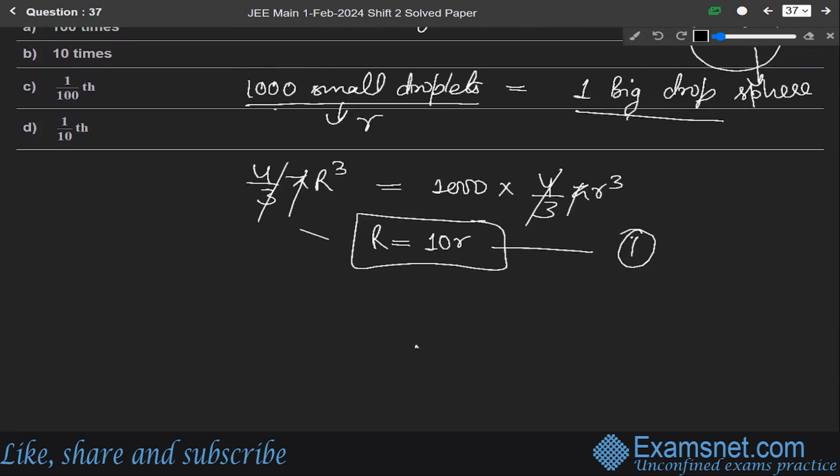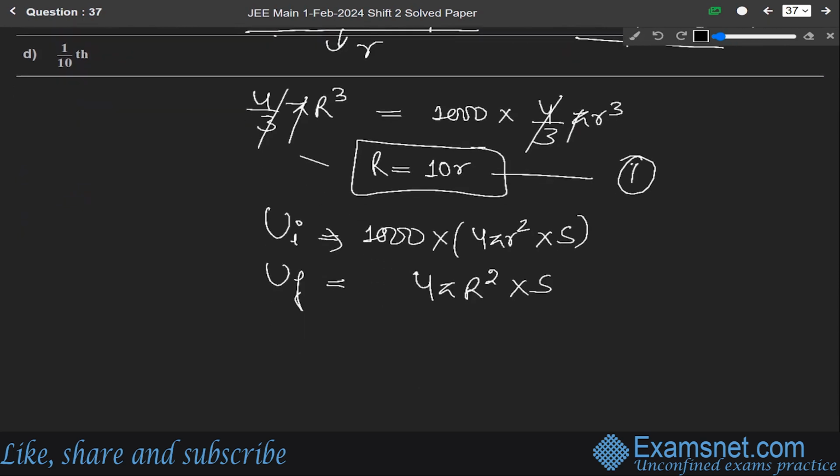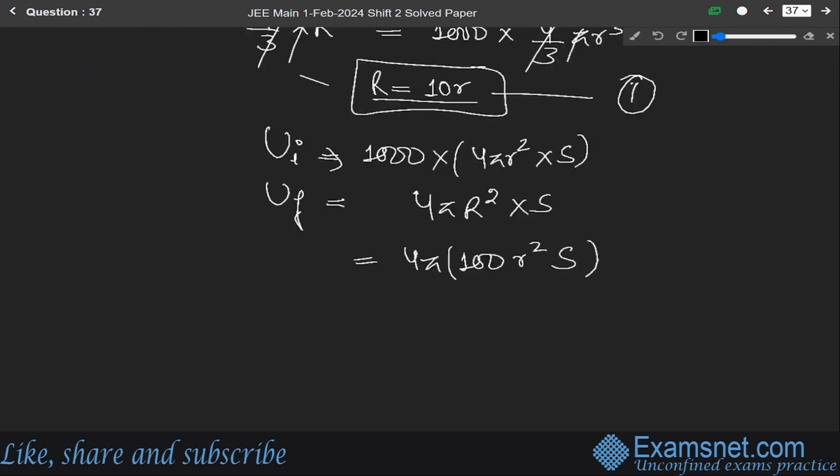Initially, surface energy is equal to 1,000 droplets into area into surface tension, as surface energy means area into surface tension. And final energy will be equal to 4 pi capital R square into surface tension. So it will be equal to 4 pi, and capital R equals 10 R, which means 100 R square into S. Let us say this is equation second, this is equation third.